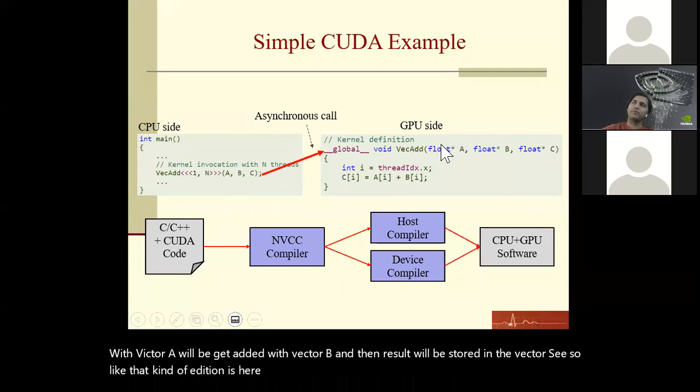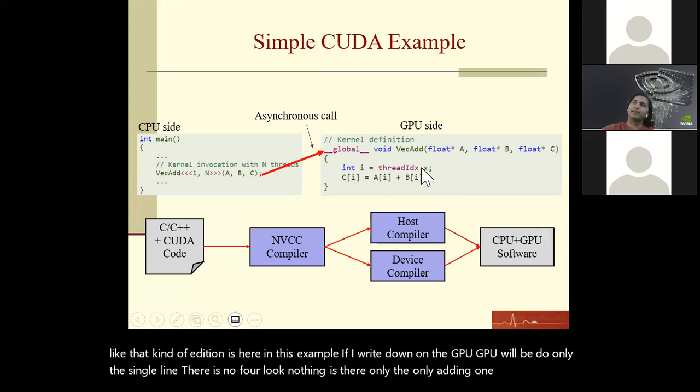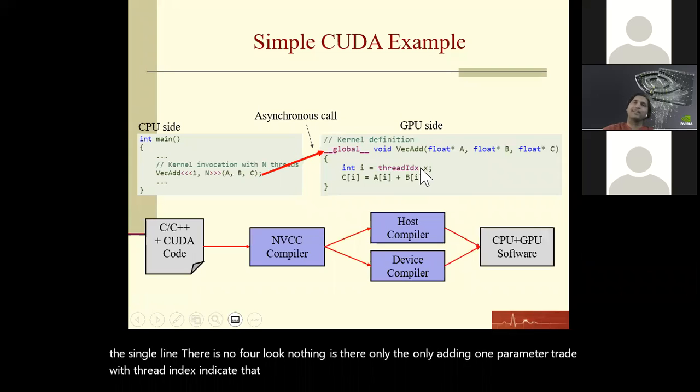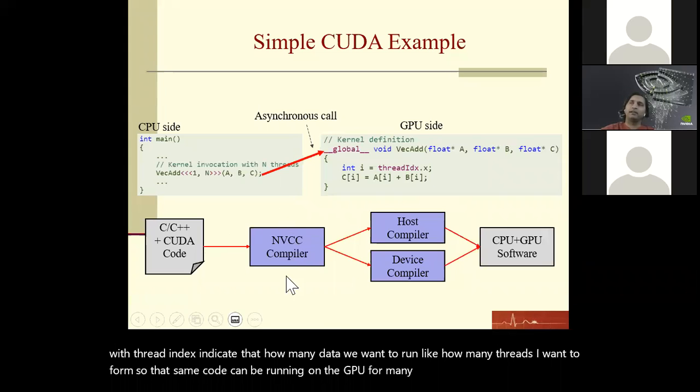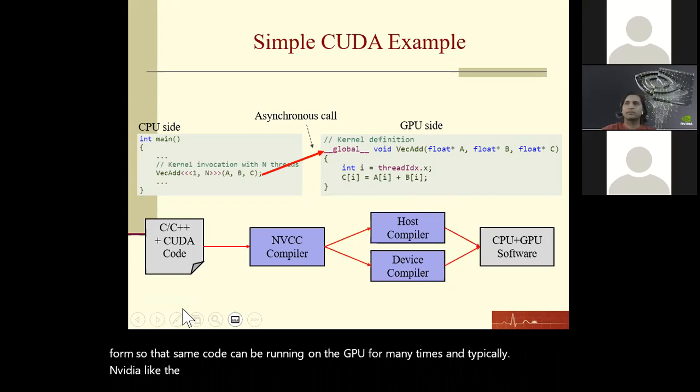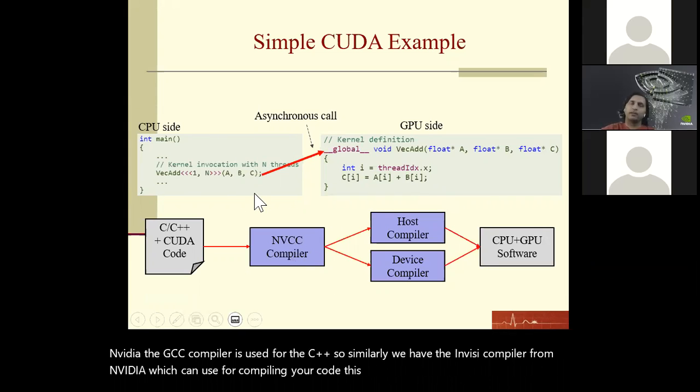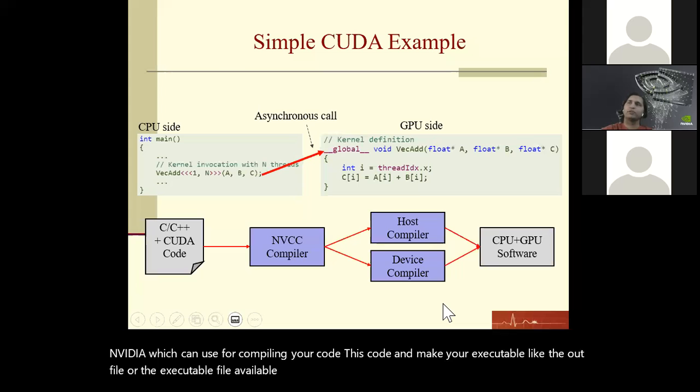If I write this on the GPU, it will be only a single line. There is no for loop, nothing. Only one parameter is added, the thread. The thread index indicates how many threads I want to form, so the same code can run on the GPU many times. Typically the GCC compiler is used for C++. Similarly, we have the NVCC compiler from NVIDIA, which you can use for compiling this code and making your executable, the out file, available on the GPU. If you have the GPU available, that executable can be run.